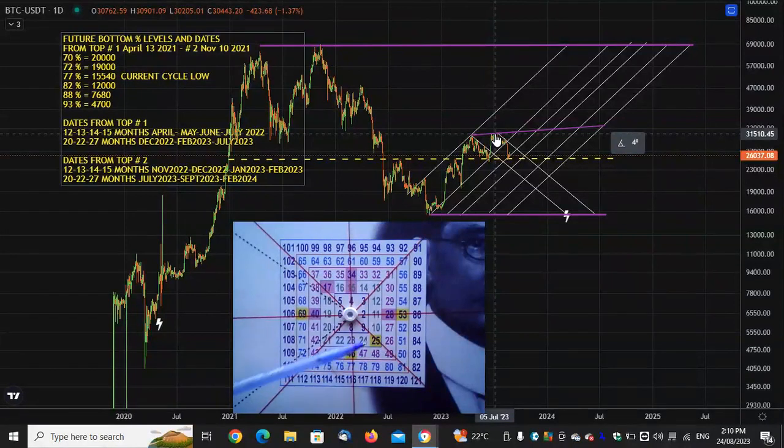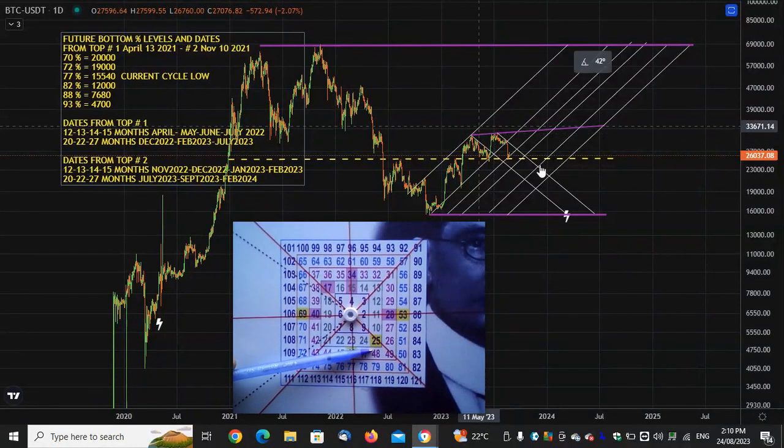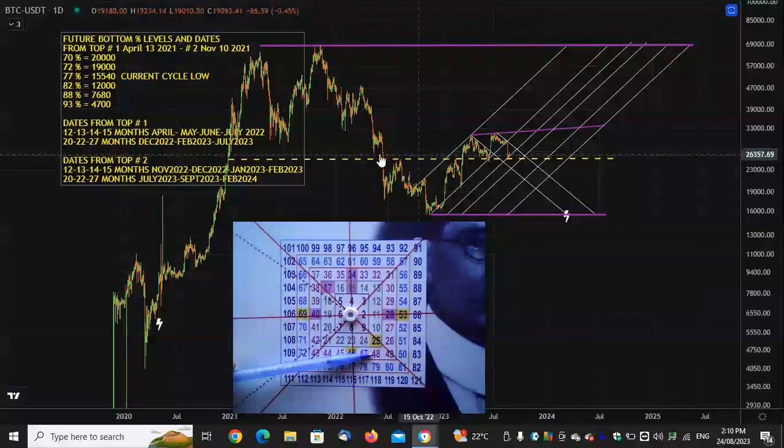If Bitcoin is to lose this 25,000 area here, which is this yellow line, we've been talking about this for months.